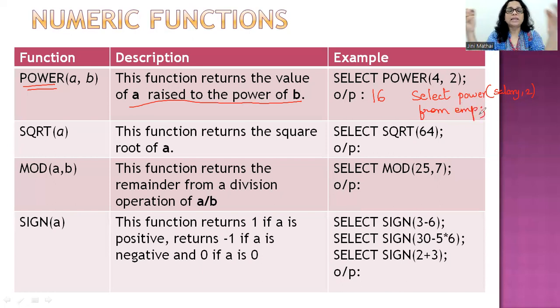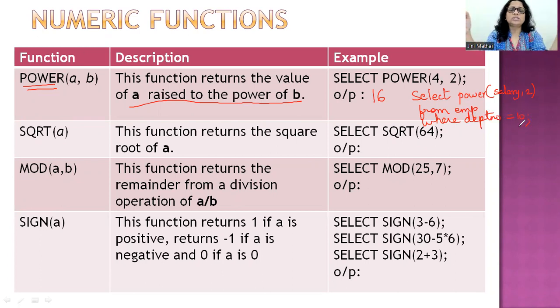Is that clear? So if you're directly going to be using values, then you don't need a table name. But if you're going to be using any column from a particular table or some condition from a table, then the from table name is a must. Suppose I wanted to find the salary raised to the power 2 only for people from, let's say, department number 10. Then in that scenario, I would have to continue with where DEPTNO equals 10.